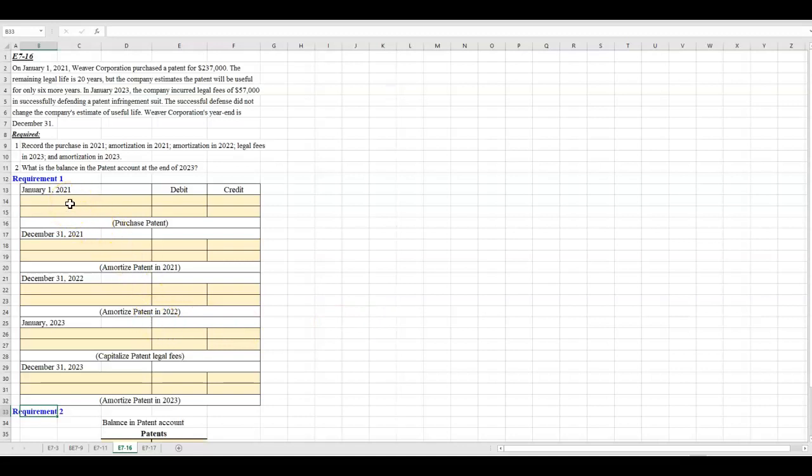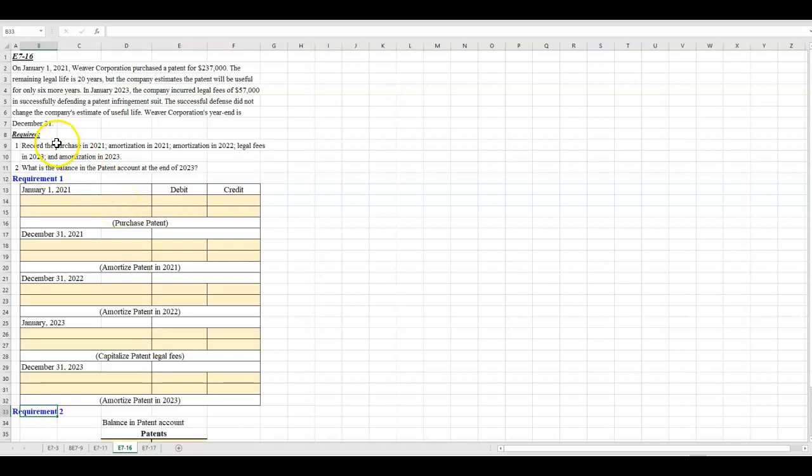So we're going to do some journal entries about this company that purchased a patent on January 1st for $237,000. The remaining legal life of that patent is 20 years, but the company estimates it will be useful for only 6 more years. So the 6 years is what we're going to use to expense it. And then in January of 23, they had some other things going on. Let's just do it piece by piece.